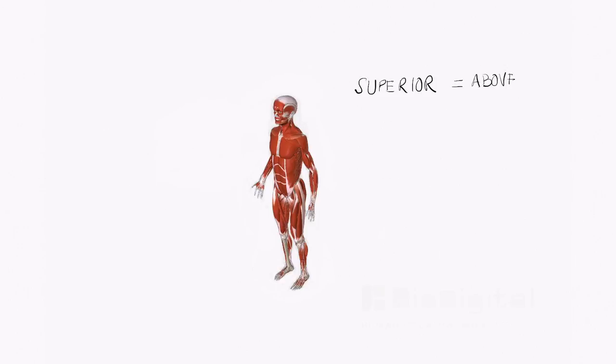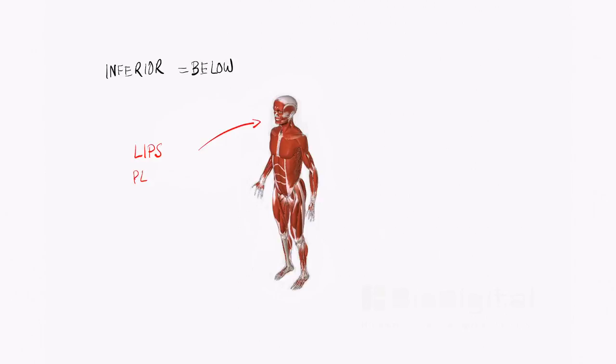Superior is used to describe a structure located above another structure. Like the eyes are located superiorly on the face, compared to the lips or the nose. Or the lungs extend superiorly in the chest compared to the heart. Inferior is the opposite of superior. This is used to describe a structure that is located below the other structure, or a structure located away from the head. For example, the lips are placed inferiorly on the face compared to the eyes. Or, the diaphragm is inferior to the lungs and the heart.